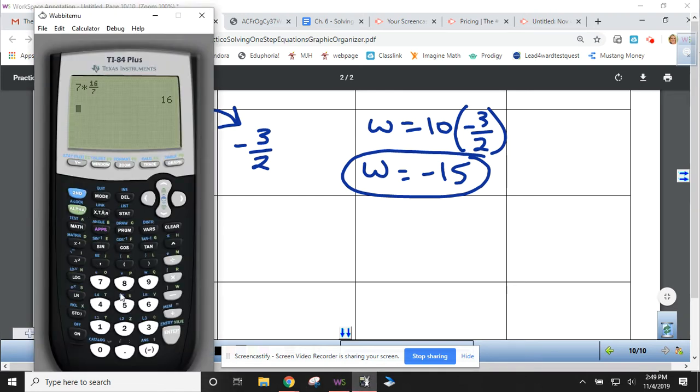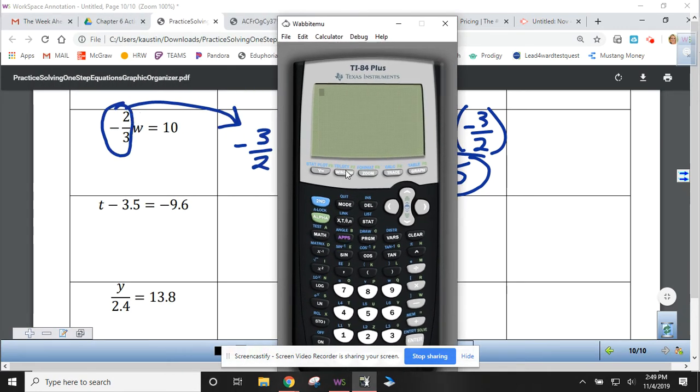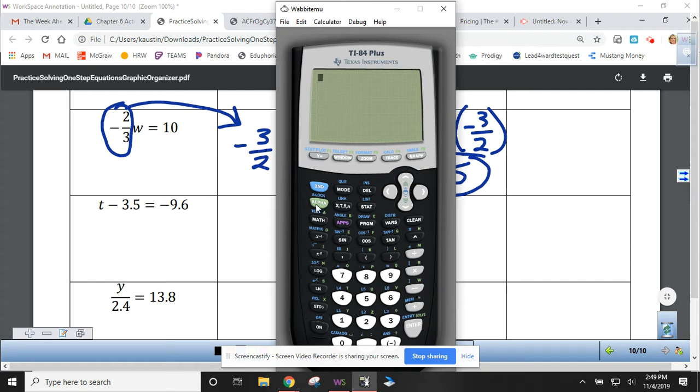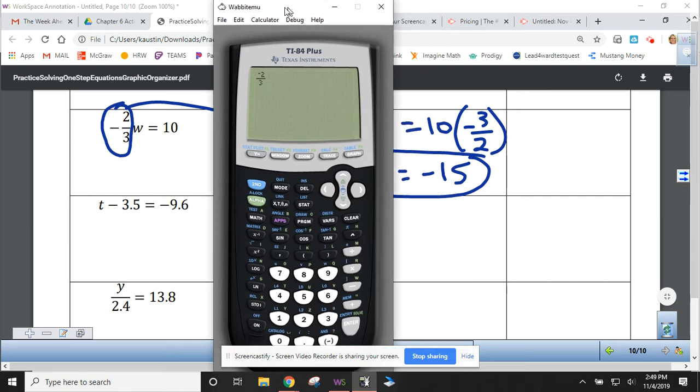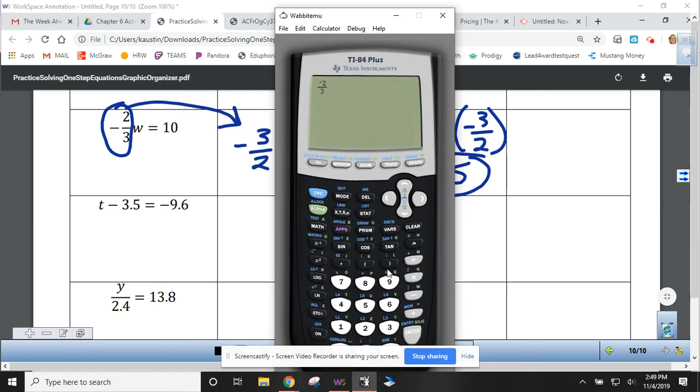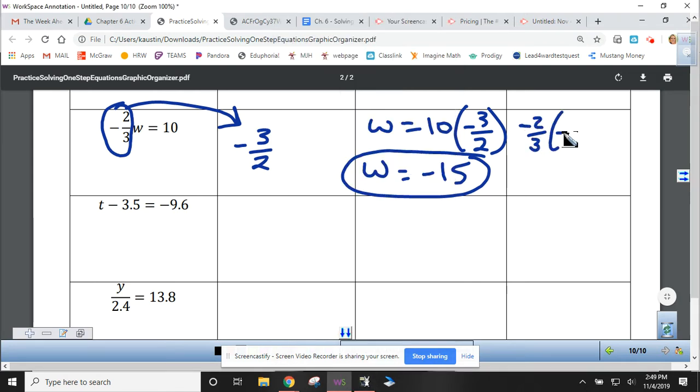You can go back in and check that. So if I do in the calculator, alpha y equals negative 2/3 times W. We said W was negative 15. Hit enter, and we get 10. So that is correct.